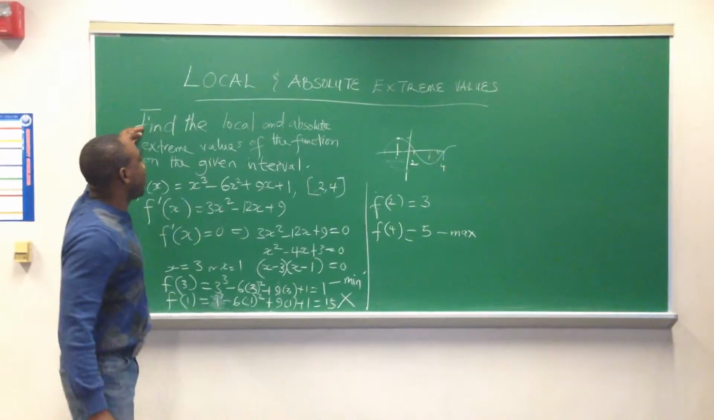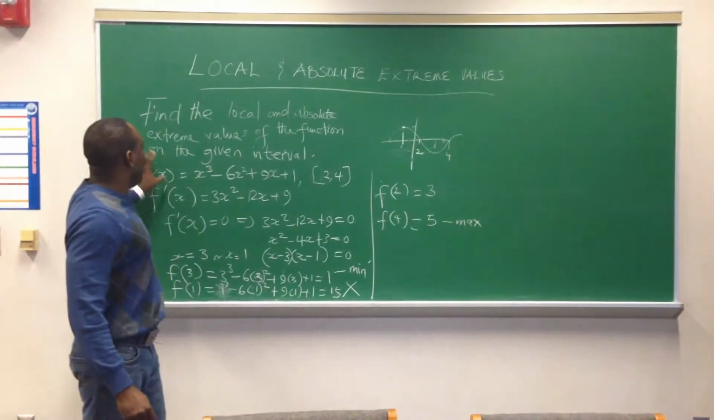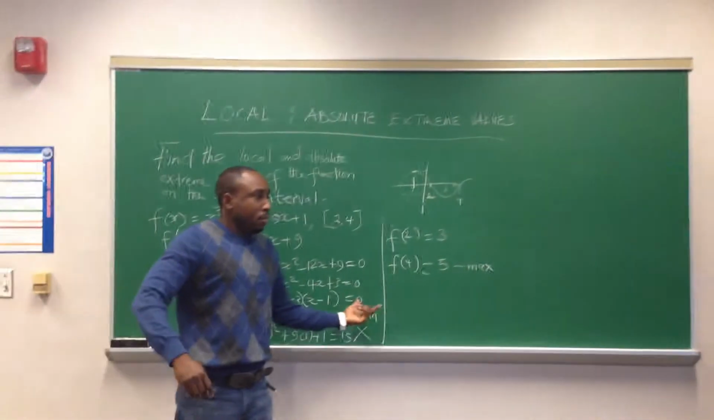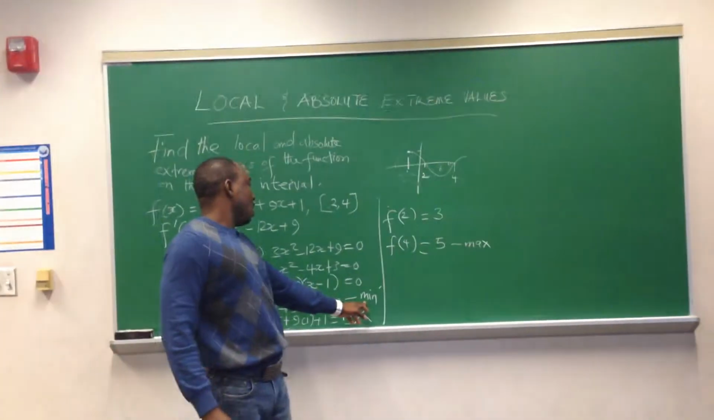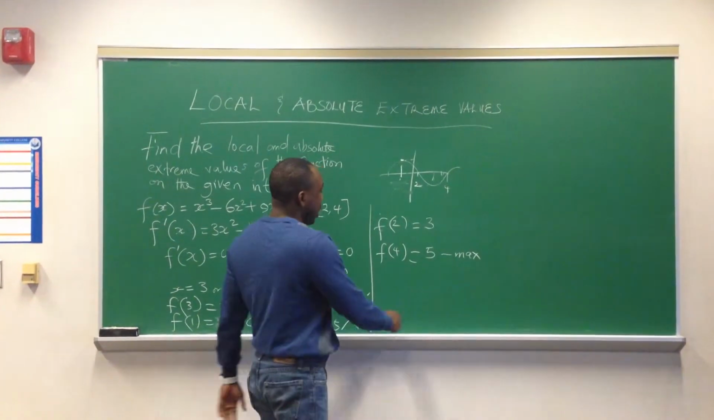So the question asks, find the local and absolute extreme values of this function. The minimum extreme value is 1, and the maximum is 5. That takes us to the end of the question.